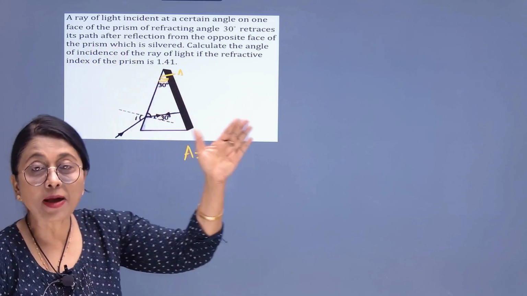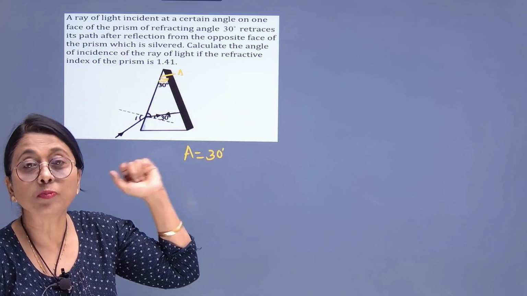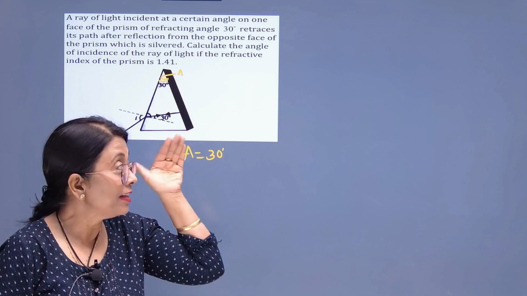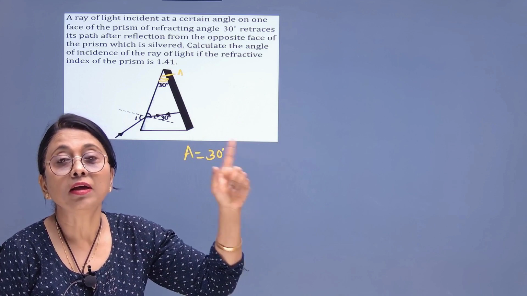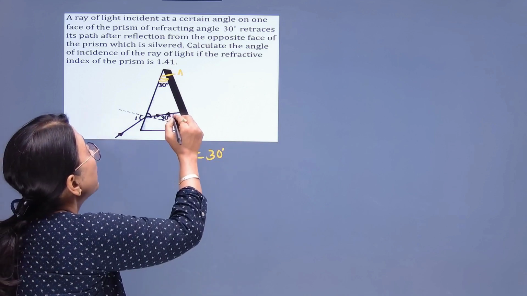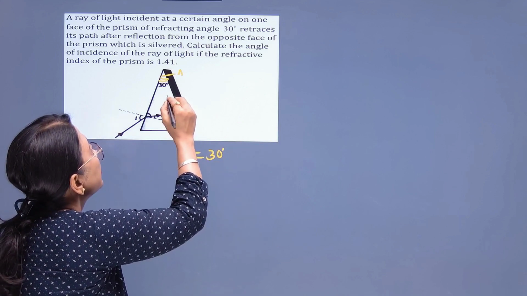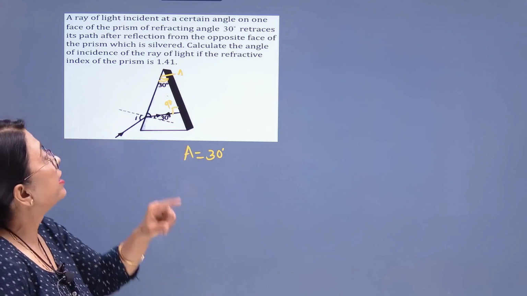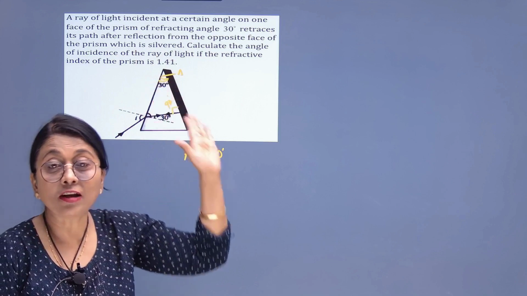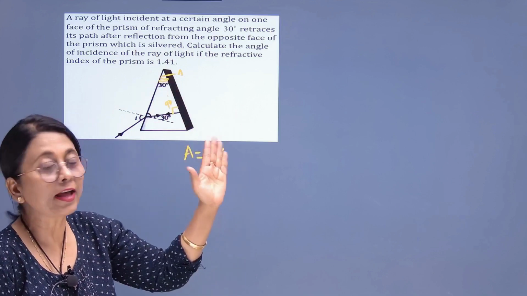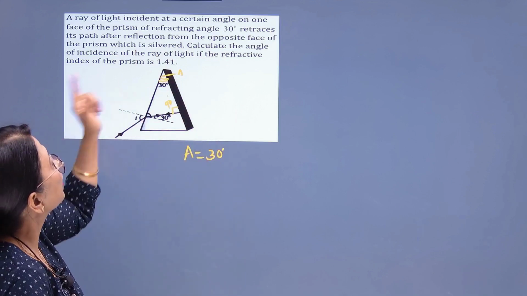The ray retraces its path. ये अपने path को retrace करके चली जाती है. It goes back. That means this incident ray which is coming to the space must be normal. Normal मतलब ये 90 डिग्री का होना चाहिए. This should be of 90 degree. Now, opposite face of the prism which is silvered. क्योंकि ये silver कर दिया है, इसे polishing कर दिया, silvered है. It's going to reflect back. ये reflect हो रहा है.